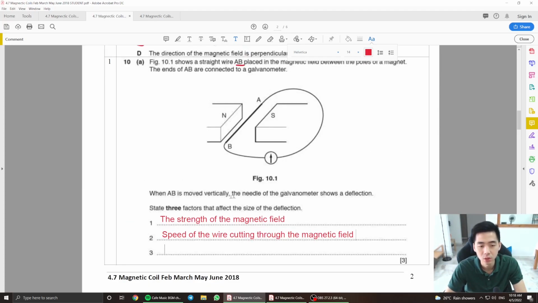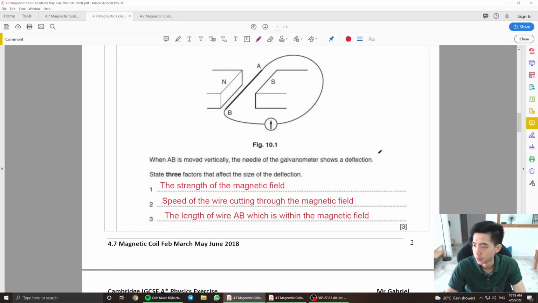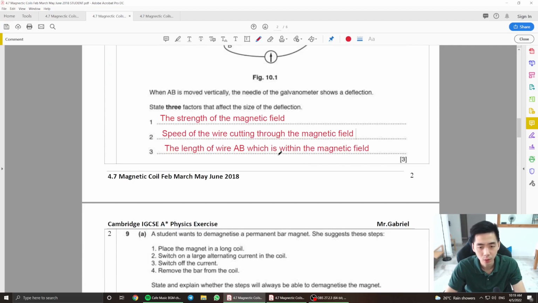And the final one here is supposed to be the number of turns in the coil. But since this one here doesn't have a lot of turns, you could say that the length of wire AB which is within the magnetic field. Meaning to say, if there's more length of the wire cutting through the magnetic field, like from here to here, or here to here, the more length of the wire in the magnetic field, more current will be induced as well. So these are your 3 standard answers here.